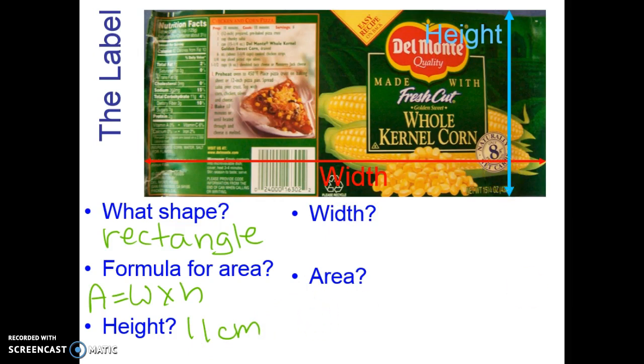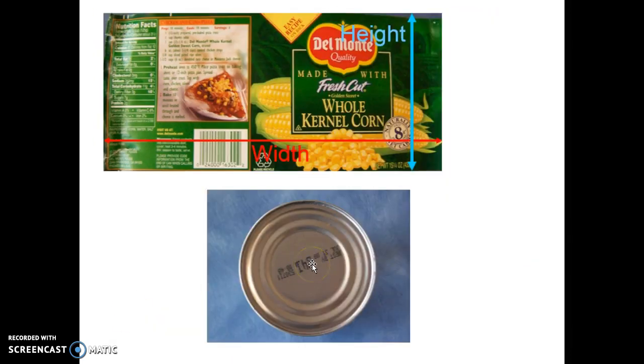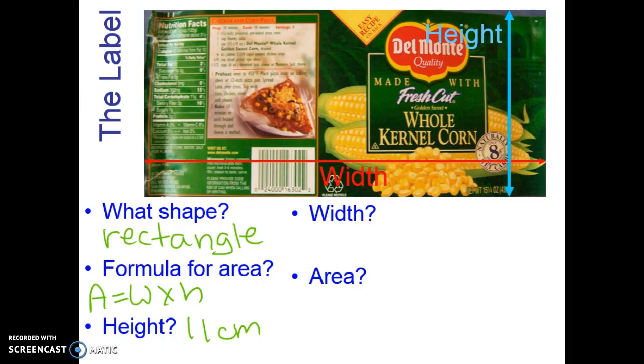Well, if you look at it, where does the width come from? I take this picture right here so that you can see, strange but true, the width is going all the way around the can. If we take the label off and lay it out, the width is the same thing as going around the bottom or the top, which is a circle. The width is the same thing as the circumference.